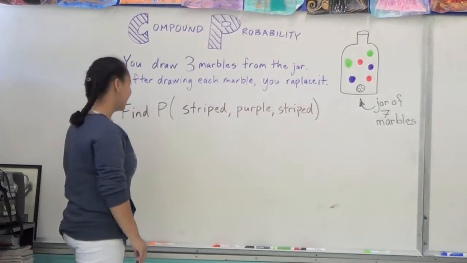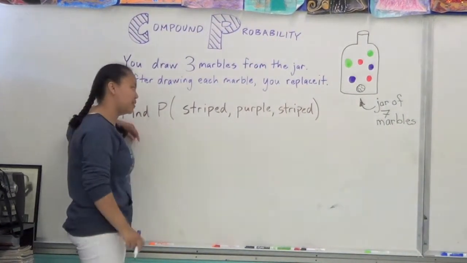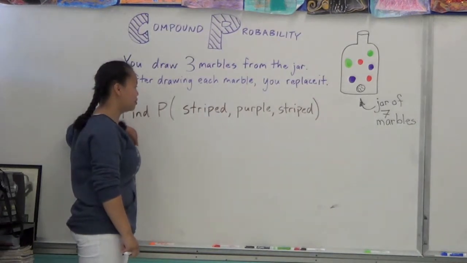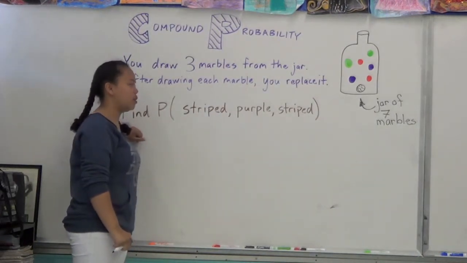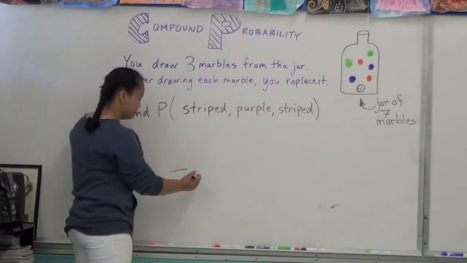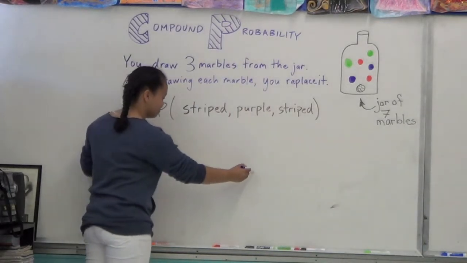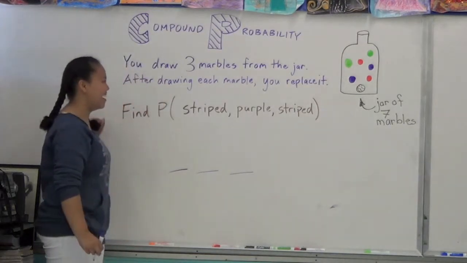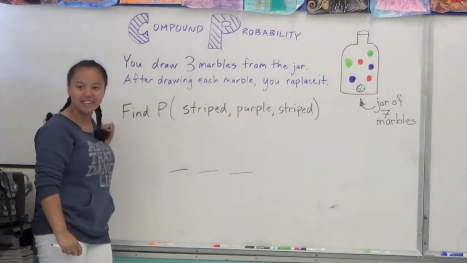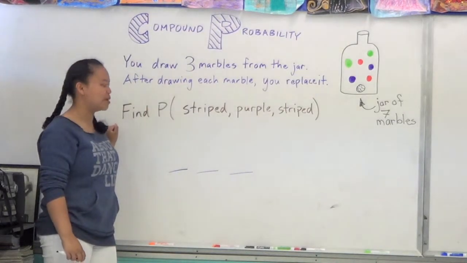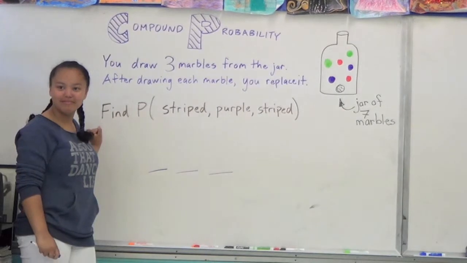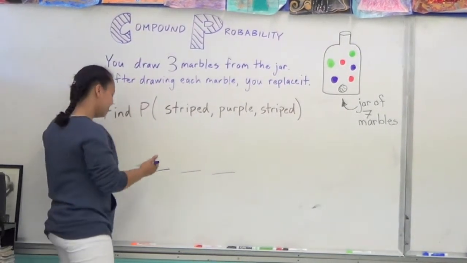Okay, my name is Jordan. I'm going to find the probability of drawing a striped marble, a purple marble, and then a striped marble. So, who wants to tell me the probability of drawing a striped marble? Alani? 1 out of 7. Good job.